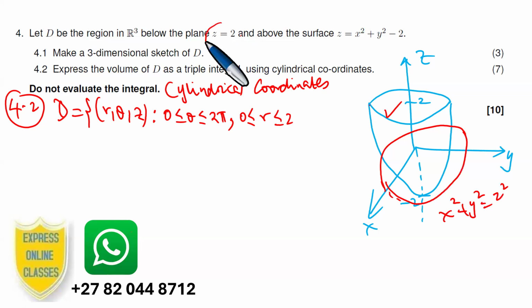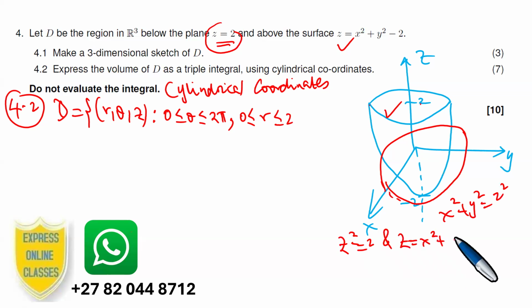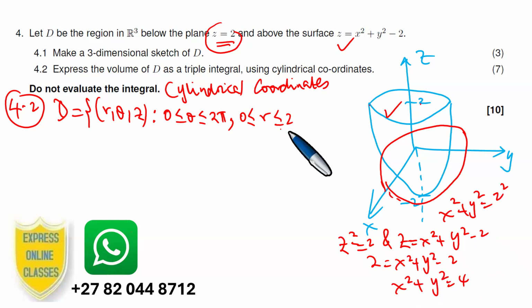Why is it 2 squared? Because you have the plane z equals 2. But if the paraboloid and this plane are equal, the plane is z equals 2, yet the paraboloid is x squared plus y squared minus 2. Which means 2 is x squared plus y squared minus 2, which means that x squared plus y squared equals 4. Right, and this is like 2 squared, which is giving us the radius. Like looking at something called the XY projection.